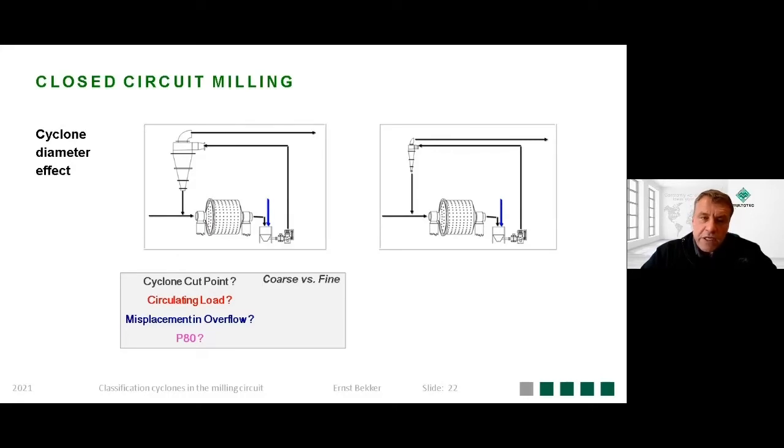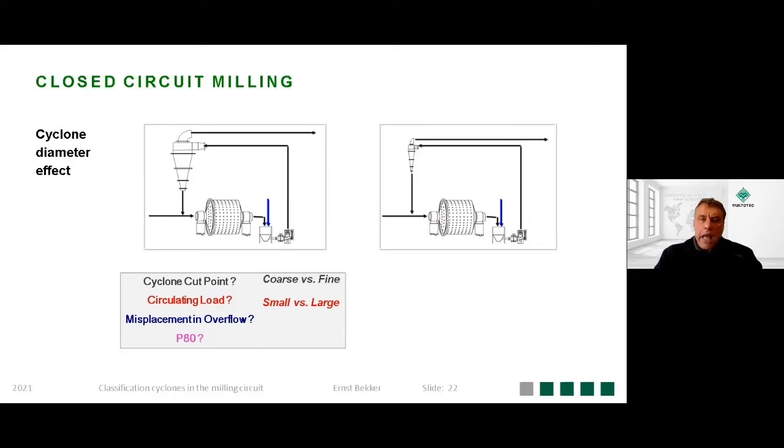In terms of the circulating load, which one of these two circuits will have the highest circulating load? And sometimes, when you ask this question to people, the answer is the larger cyclone. I think the logic there is because it should be larger volumes, a larger cyclone sending more material to the underflow. And that's not the case. Your larger cyclone actually has a smaller circulating load compared to the smaller diameter cyclone. Remember the tonnage, everything is the same in this example.